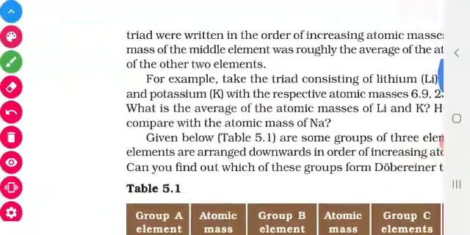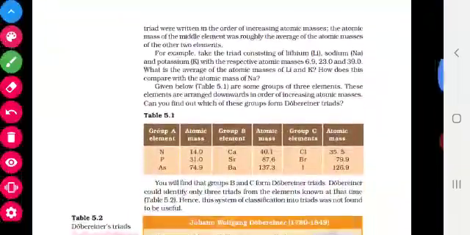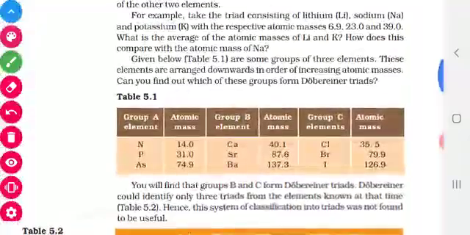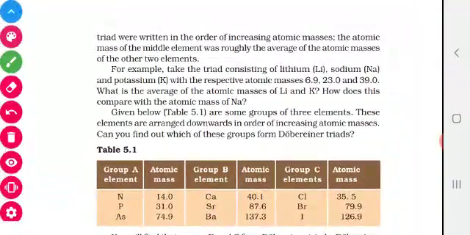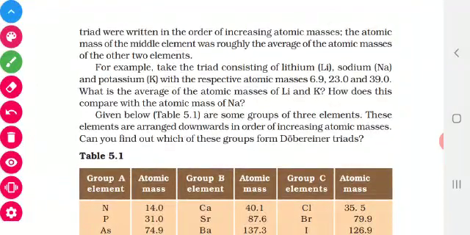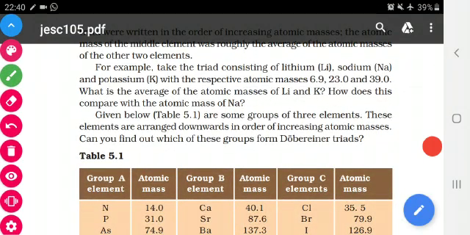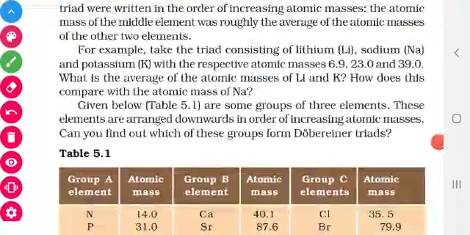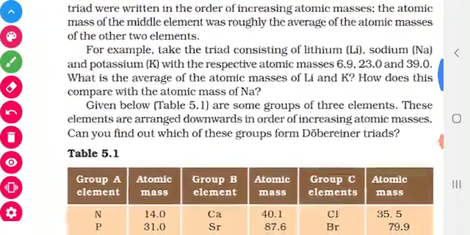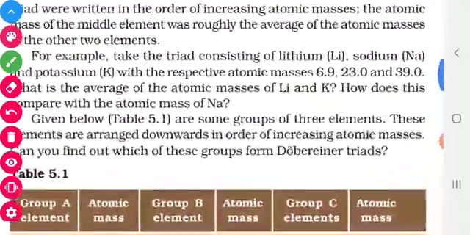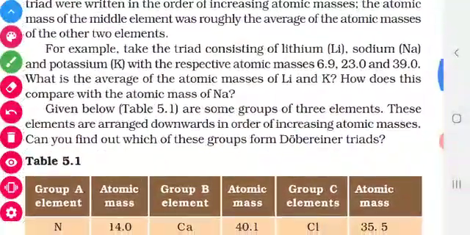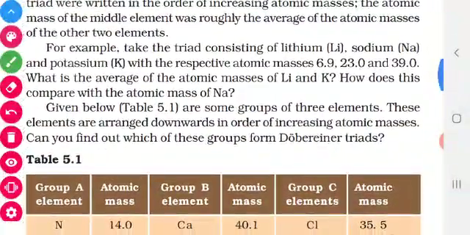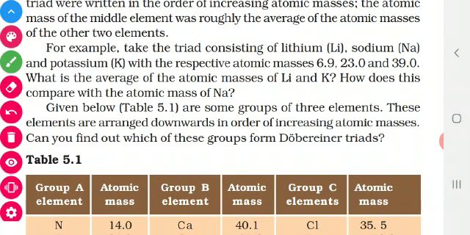Now come to the example. Let us take an example. The first group contains 3 elements. They are lithium, sodium and potassium. What is the symbol of lithium? Li. Sodium, Na. The Latin name is natrium. So sodium, Na, potassium, K. So the first triad contains 3 atoms.